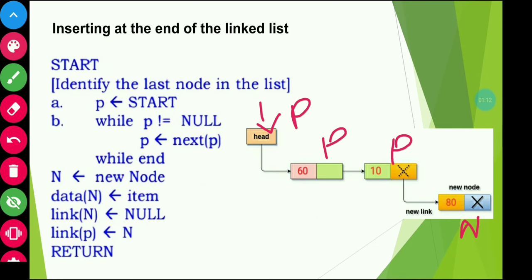Next, link of P. Last previous step olaga PL bandirtada last node of the linked list olaga. So idu null en irtada idirda link ge en madbek navu ille idakka point madbekilla. So link of P is equal to N. Link of adiki munche en madbeku link of N en madbeku navu null madbeku. Why? Because this is our last node of the linked list.